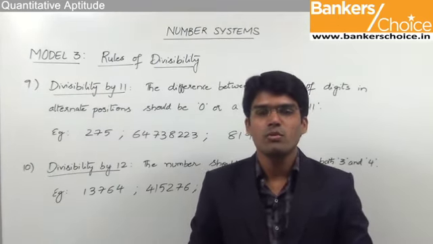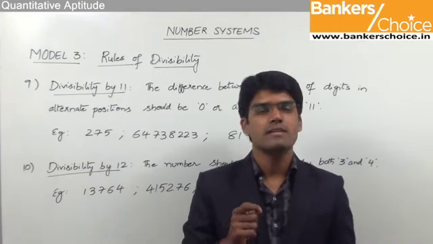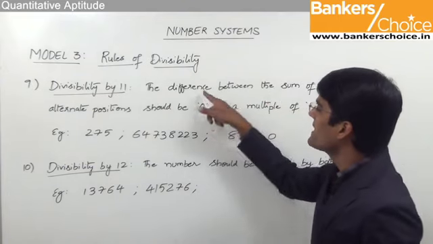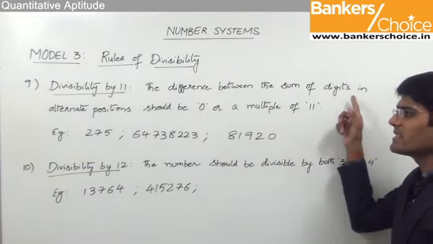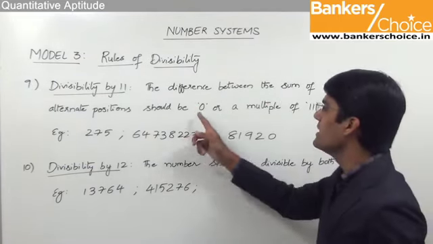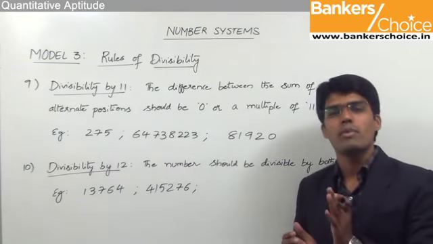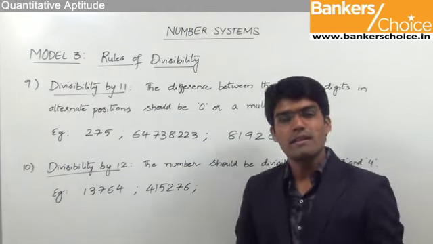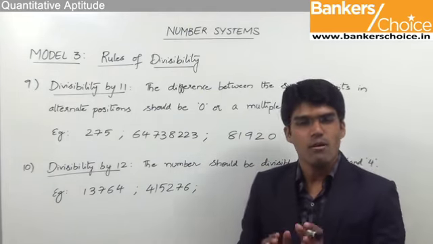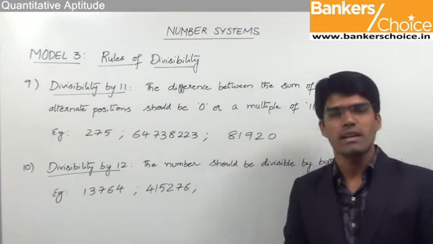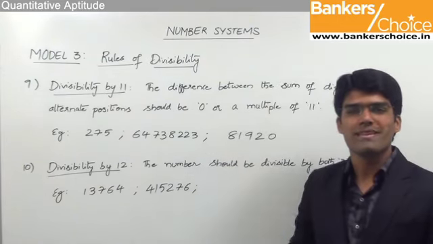Let us now learn how to check the divisibility by 11 and 12. A number is divisible by 11 if the difference between the sums of the digits in alternate positions is 0 or a multiple of 11. So for a number to be divisible by 11, the difference of the sums of the digits in alternate positions has to be 0 or a multiple of 11. Let us understand this with the help of some examples.